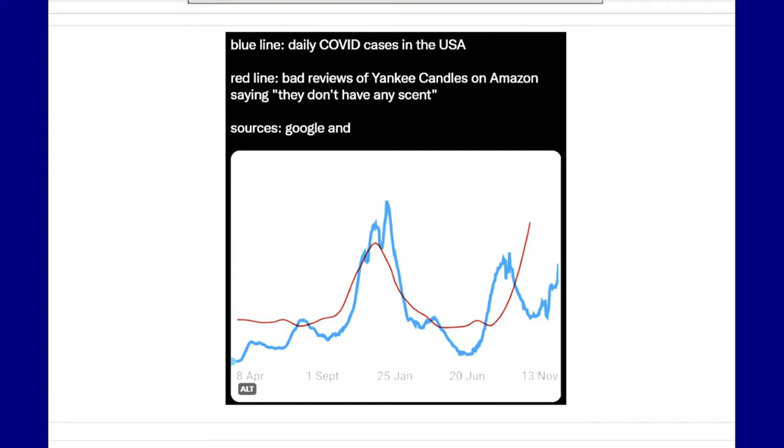It might be a side effect, right? We know one of the effects of COVID was losing your sense of smell or your taste. So maybe it's a side effect of that. But I wouldn't say that leaving a bad review on Amazon would cause COVID cases, or having a COVID case would cause you to leave a bad review. So there may be some correlation between two variables, but that doesn't necessarily mean that one causes the other. So you want to be careful of that.